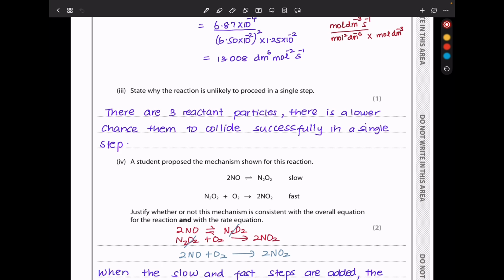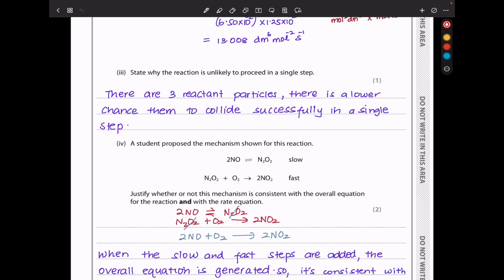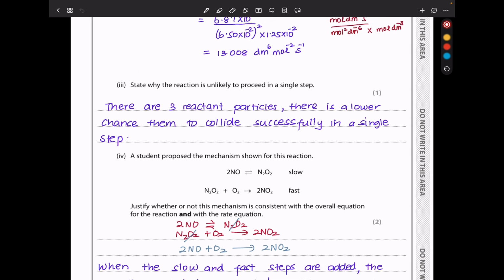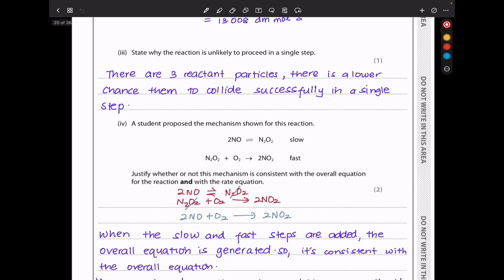Next, they say state why the reaction is unlikely to proceed in a single step. At the reactant side, there are more than 2 components. So there is a very low chance that those components will collide with the right energy and orientation to produce the product. So I said there are 3 reactant particles. There is a lower chance for them to collide successfully in a single step.